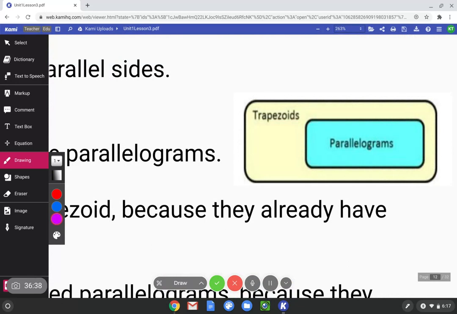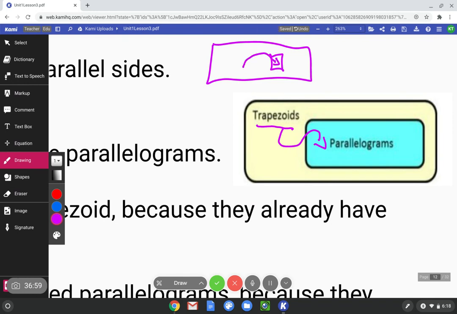So all parallelograms are trapezoids, but not all trapezoids are parallelograms. So what that paragraph was saying was that all squares are rectangles, but not all rectangles are squares.